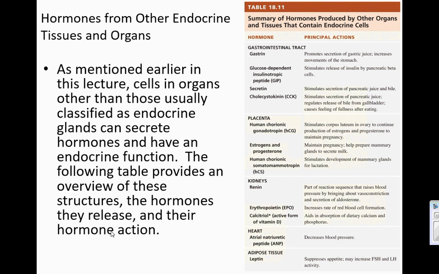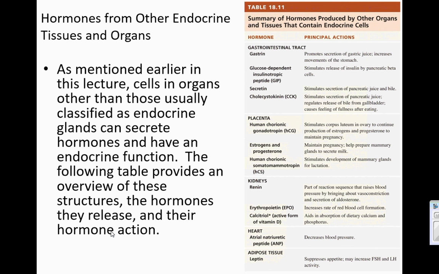Some of those we did talk about, like estrogen and progesterone. We talked about calcitriol. Some of these we will talk about later in the semester, and I'll say, hey, remember when we talked about them previously? That includes gastrin, secretin, cholecystokinin, hormones that help regulate digestion. So when we get to the digestive system, we'll talk about those.